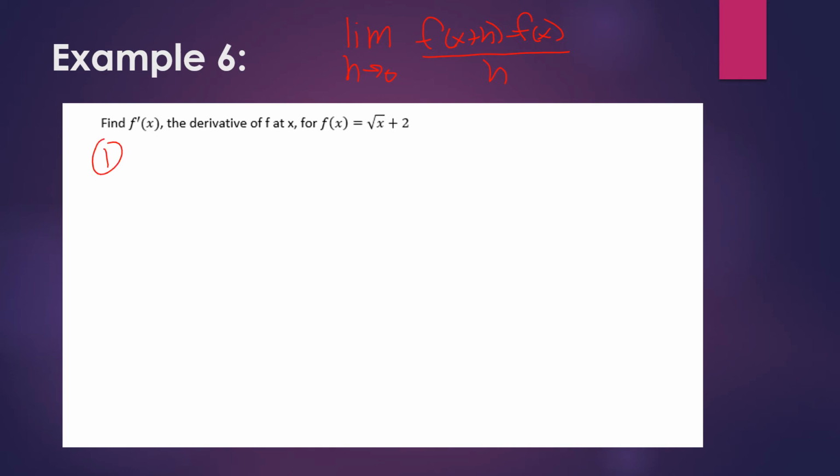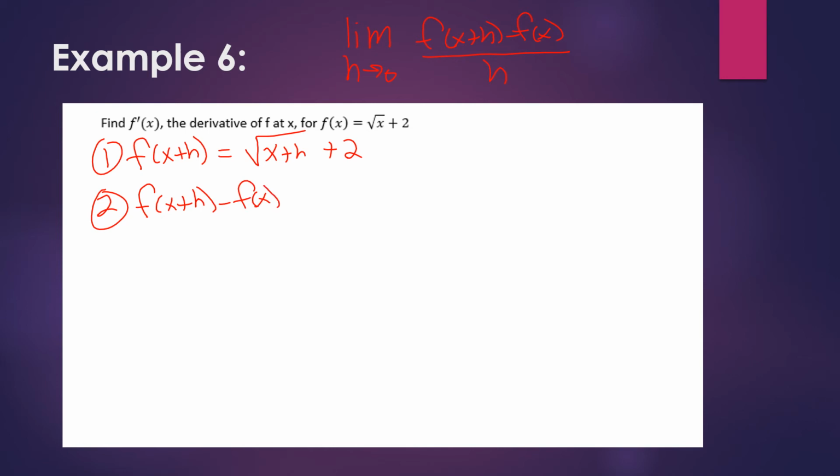So the first step is find f of x plus h. And that would be the square root of x plus h plus 2. Our second step is find f of x plus h minus f of x. That's the square root of x plus h plus 2 minus the square root of x plus 2. And the problem that we run into here is we don't have a lot that cancels. The plus 2 and the plus 2 are going to cancel because it was a minus.